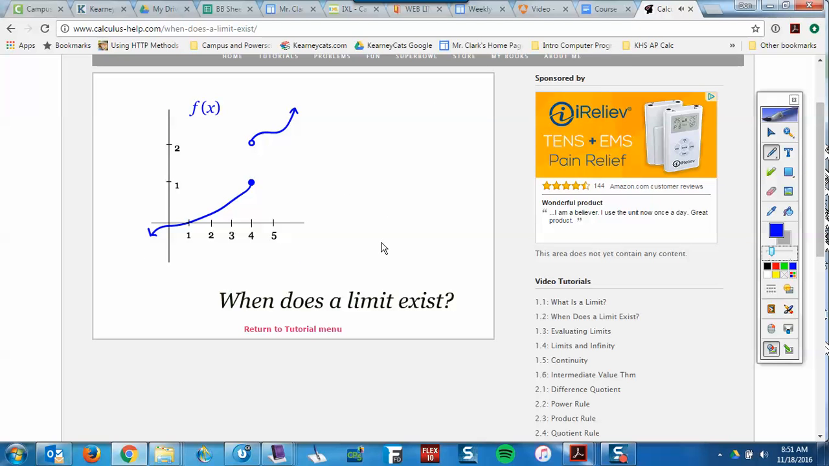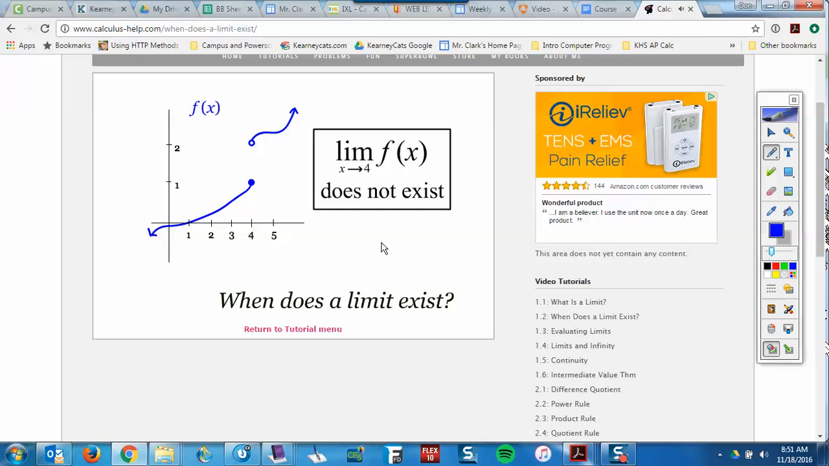Now it's time to get down to the brass tacks and look at this mathematically. Take a look at the graph of this function f of x. Visually, you can see that it's got a break in it at x equals 4. So, if we travel towards 4 from the right, we will arrive at a height of 2. However, if you travel towards 4 from the left, you will arrive at a height of 1. This means that no limit exists for f at x equals 4.